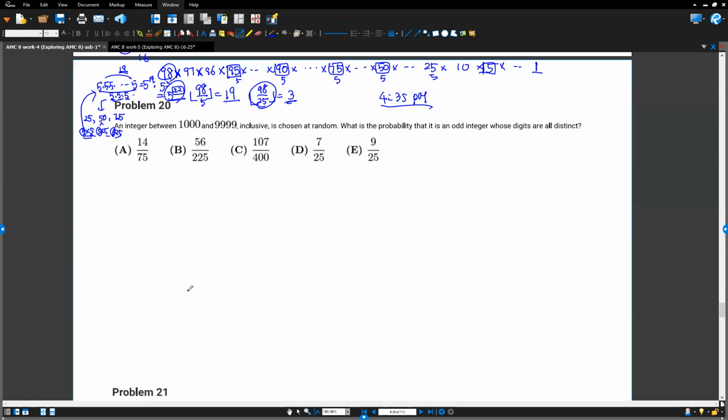Number 20: an integer between 1,000 and 9,999 inclusive, which is a 4-digit number. What is the probability that it is an odd integer? When you choose the number, how many numbers are there? 9,999 minus 1,000 is 8,999, but add 1, right? There will be 9,000 numbers from 1,000 to 9,999. There are 9,000 numbers.